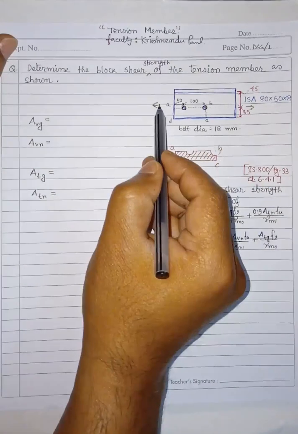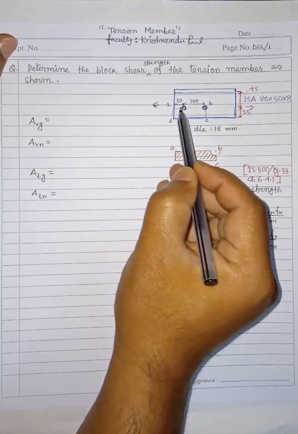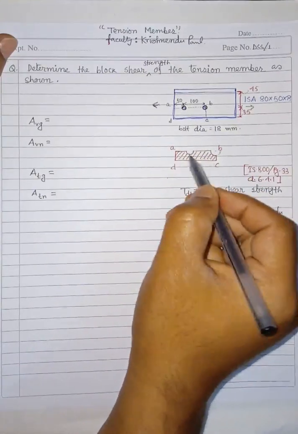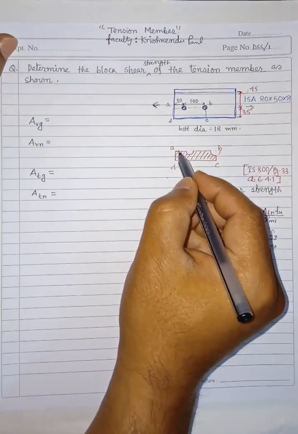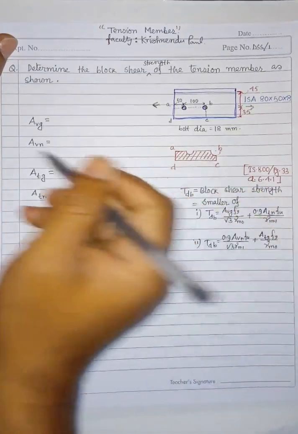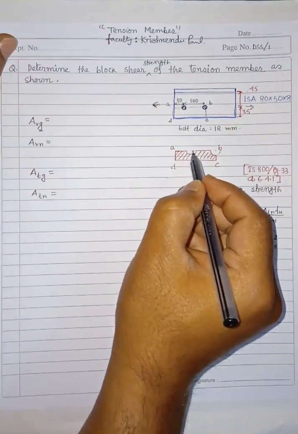That means if you apply force in this direction, then this force is parallel to this line. Okay, and you have to find the area on that cut face, and that should be the gross area. That means you will not deduct these holes.